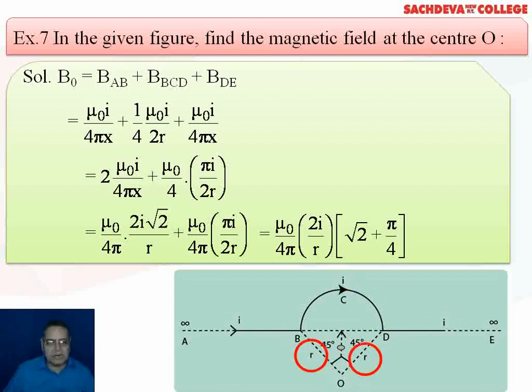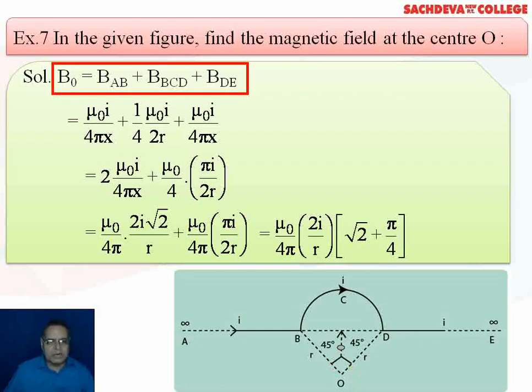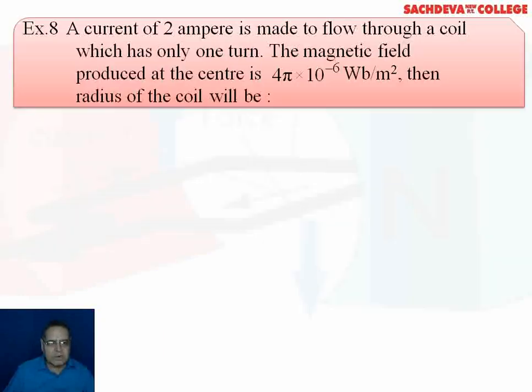The radius is R. B naught is equal to the magnetic field at O, that is magnetic field with respect to AB, with respect to BCD, with respect to DE. Put up all the values, add them algebraically, and the result is found to be root 2 plus pi by 4 into mu naught by 4 pi 2I divided by R.